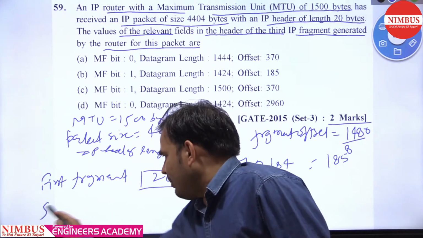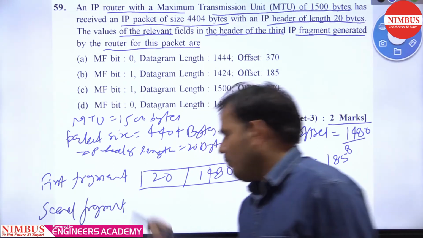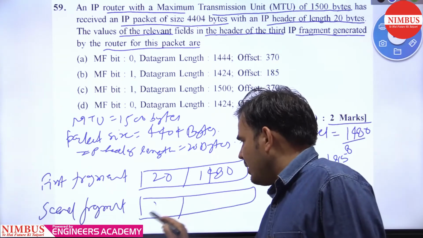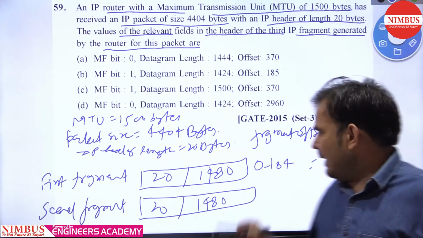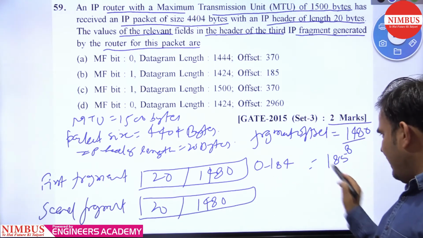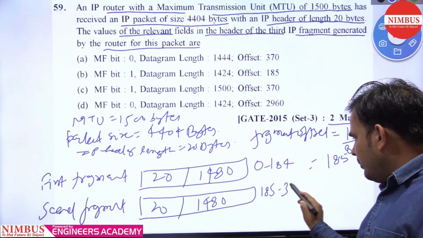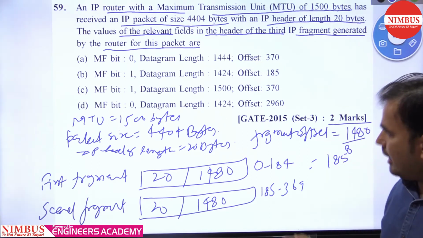What is the second fragment? It also contains a 20-byte IP header and the data length is 1480. And what are the fragment offsets? Again 185, so 185 to 369. 185 to 369.